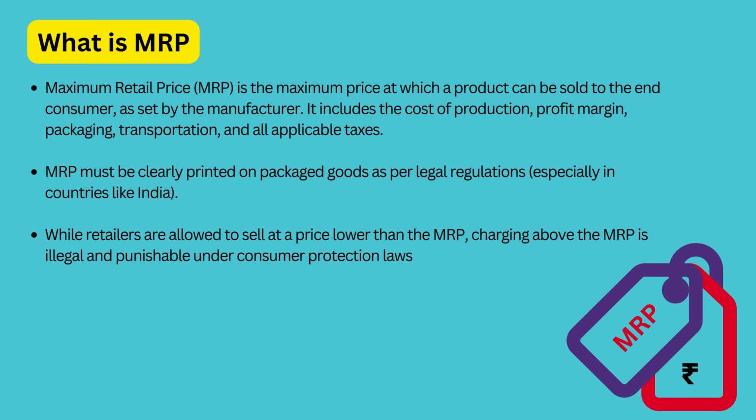Next is MRP. MRP is the maximum retail price that the end consumer will pay to buy the product. MRP should be clearly printed on the goods as per Indian regulations, and the retailer is allowed to sell at a lower price than the MRP. But the retailer cannot charge more than the MRP. It's a punishable offense in India.